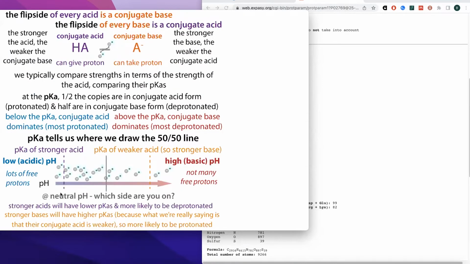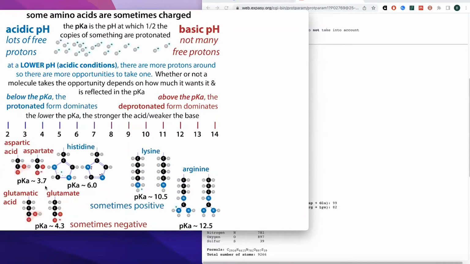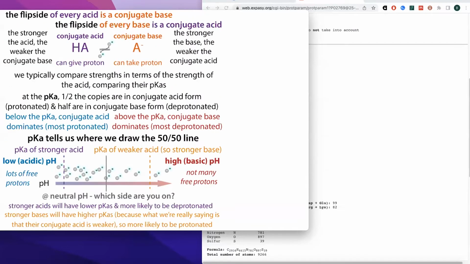What's going to happen is that the pH is a measurement of the amount of protons in the solution, and then the proteins can give and take the protons. They're more likely to take a proton if there's a lot of protons available, as well as depending on the pKa of these individual ones. So how much does it want a proton, and how many protons are available? Those are the two things that come into play.